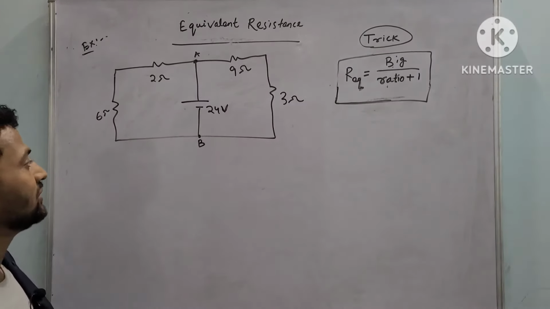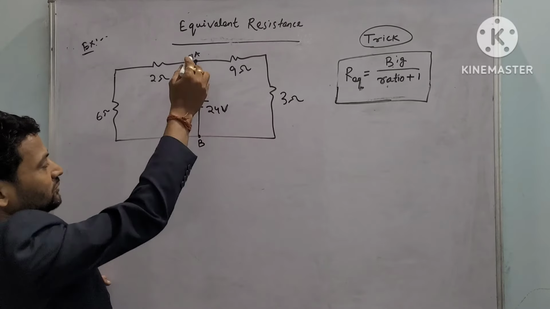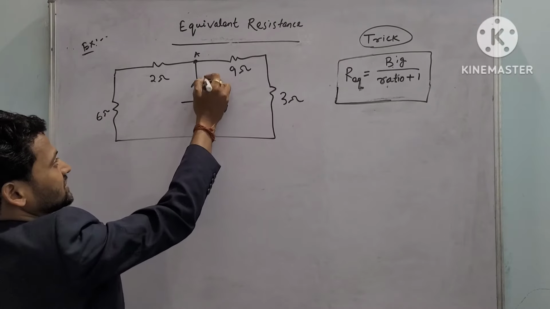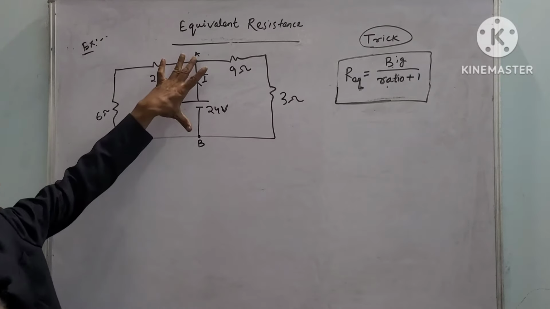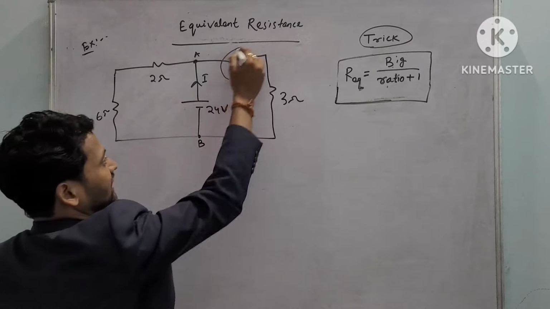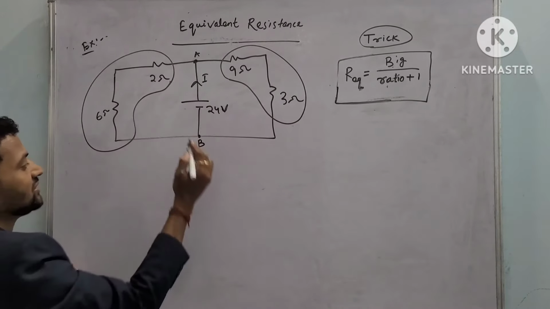Next question we have. There is a circuit given here. 24 volt of potential difference is given across A and B. We have to find out what the supply current is. Before going to that, we'll find the equivalent resistance across A and B. Here the 9 ohm and 3 ohm both are in series, and 2 and 6 both are in series.